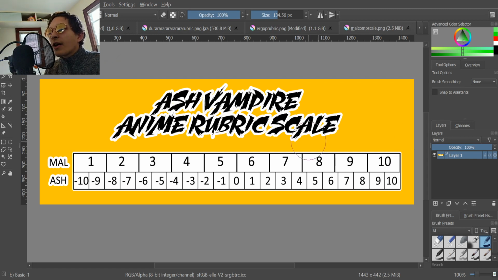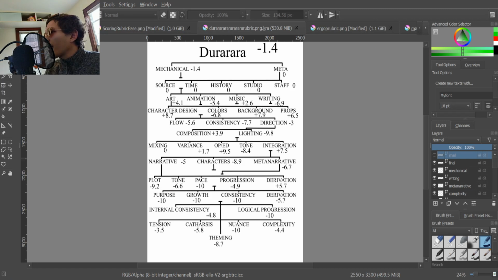Once you get your final score output by the rubric, you go down to the bottom here, you find your value, and for this we were at -1.4. That cleanly puts us within the 5 of MAL. So this is our maladjusted score. Our maladjusted score is 5. So you see how this shakes out.